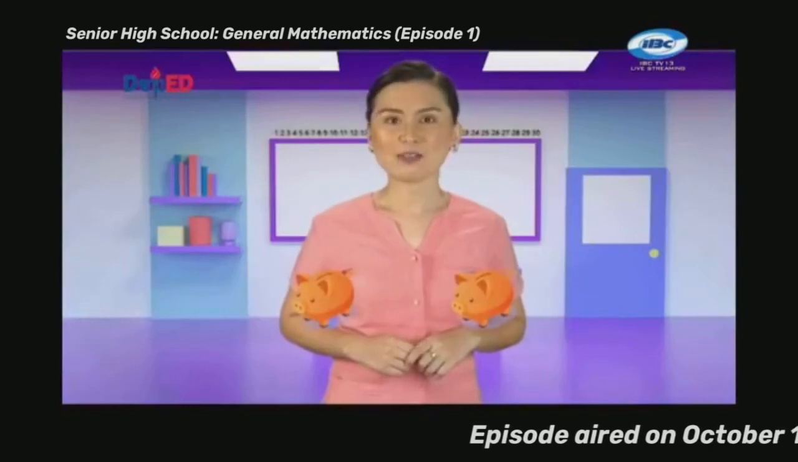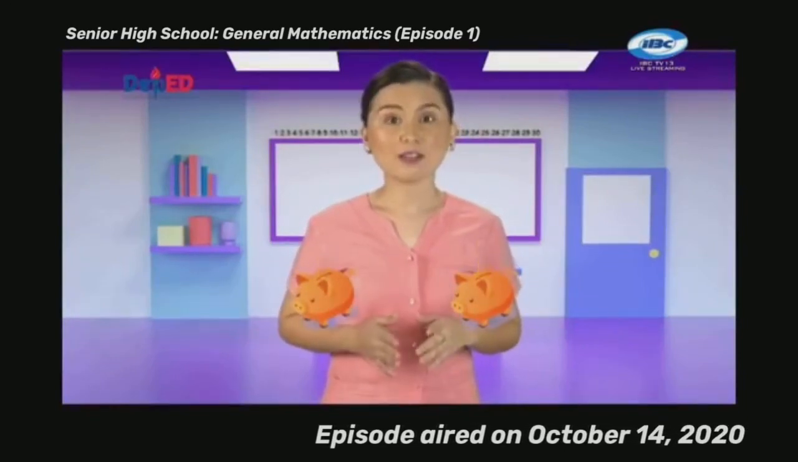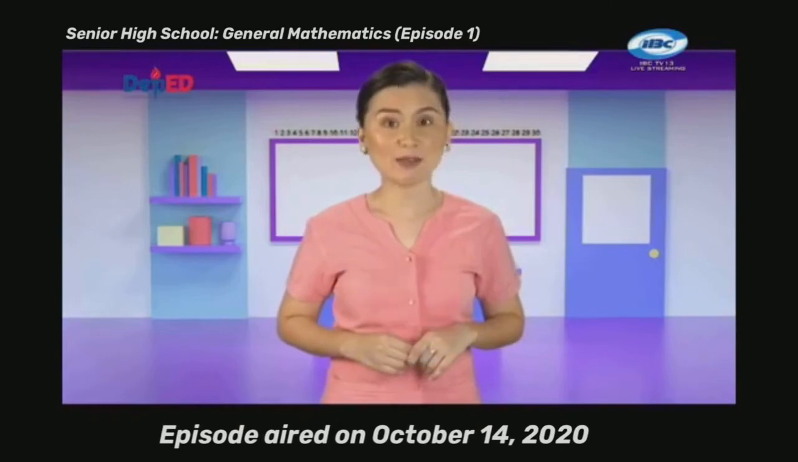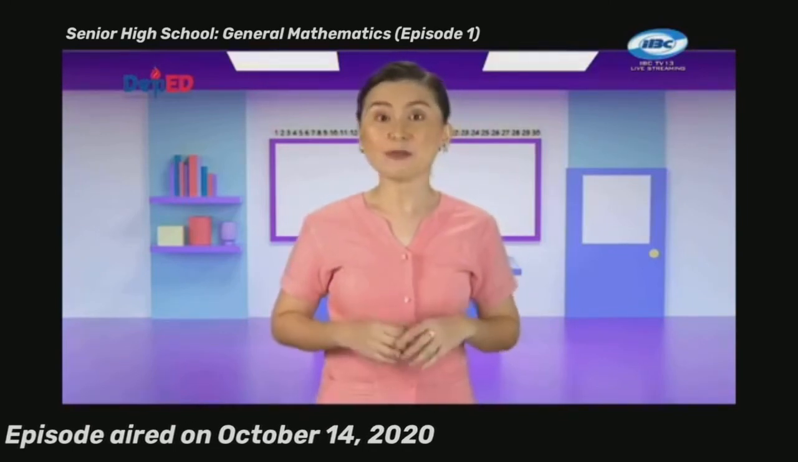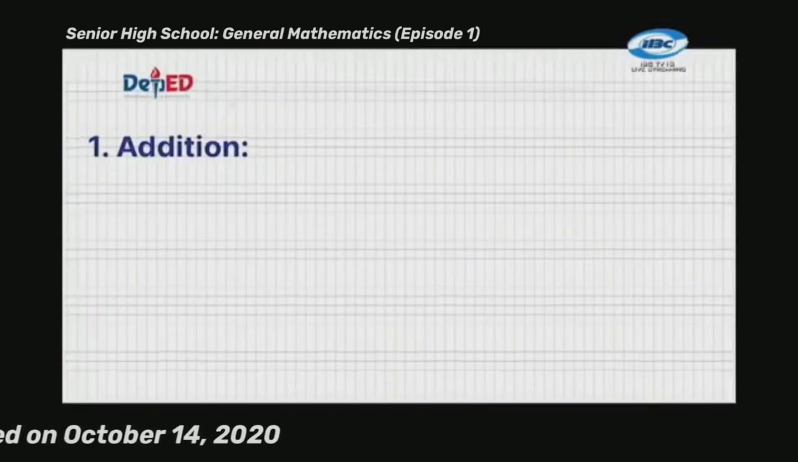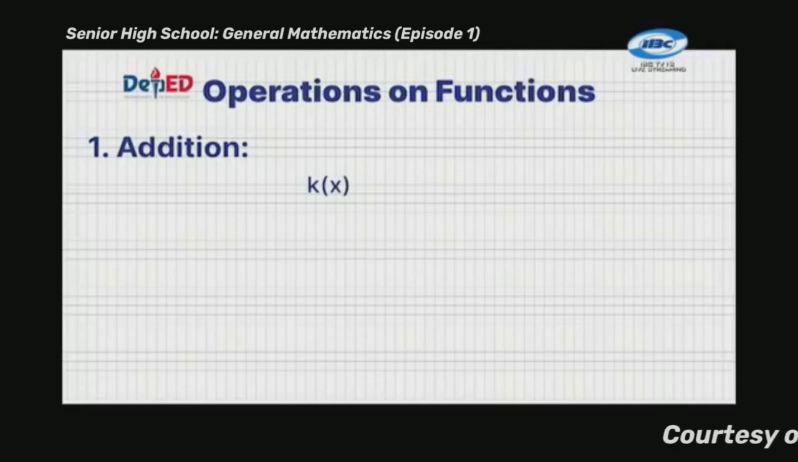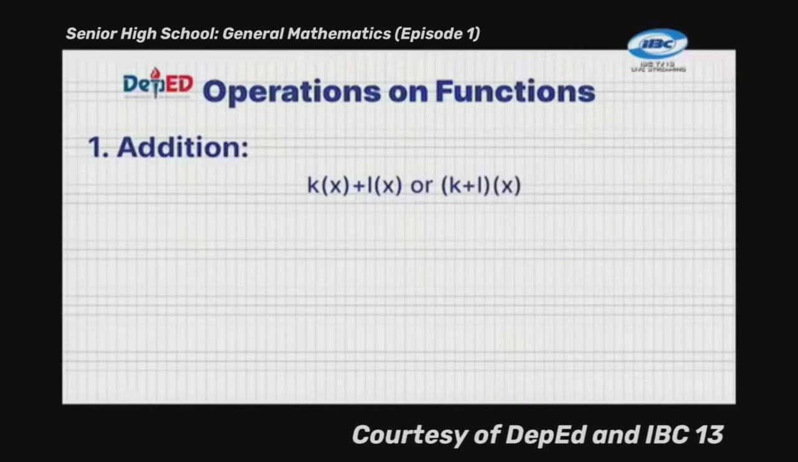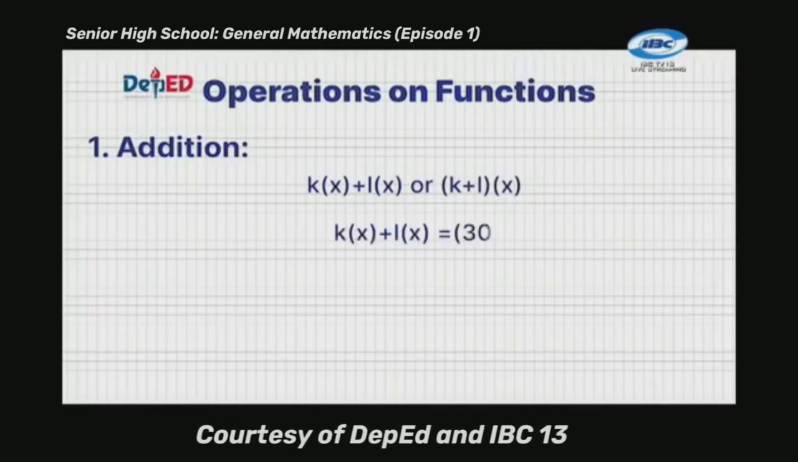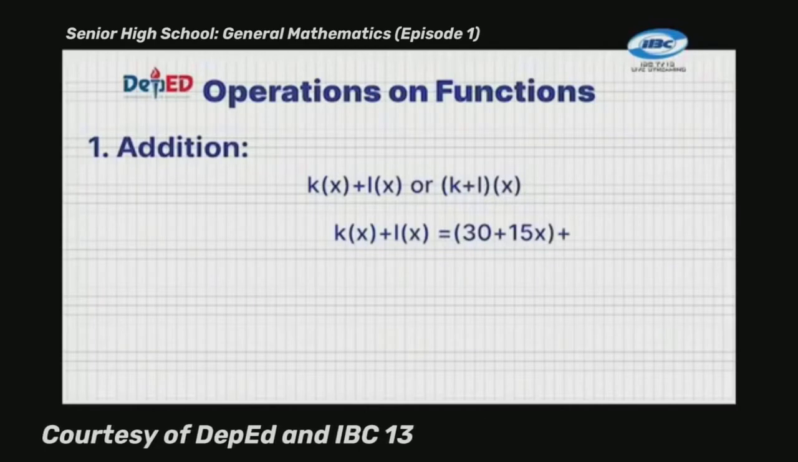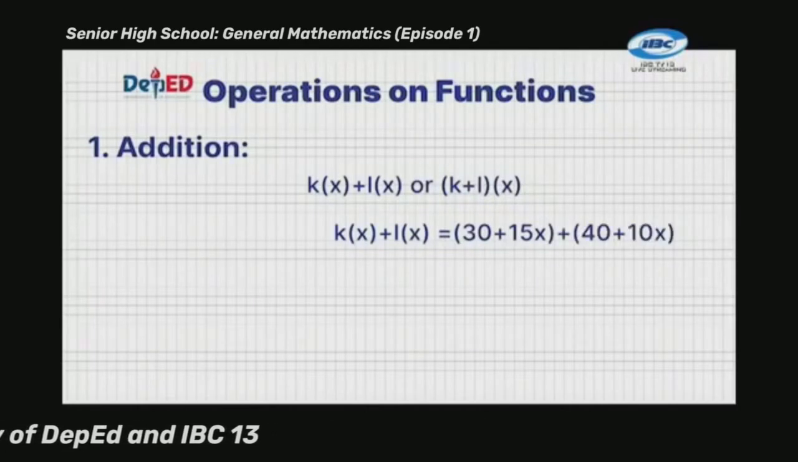Going back to our situation, since the amount of money Kevin and Lena saved in X number of days are in functions, then we need to add functions. That is the first operation on functions that we will discuss. And since we are adding the amount of money the two saved, it will be denoted by K of X, which is Kevin's savings, and L of X, which is Lena's savings, or K plus L of X. And this is equal to the quantity 30 plus 15x plus the quantity 40 plus 10x.